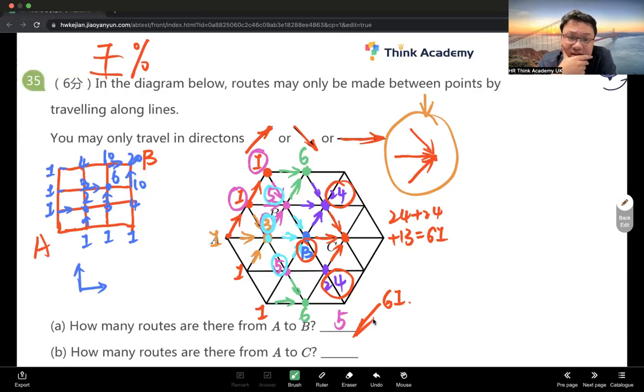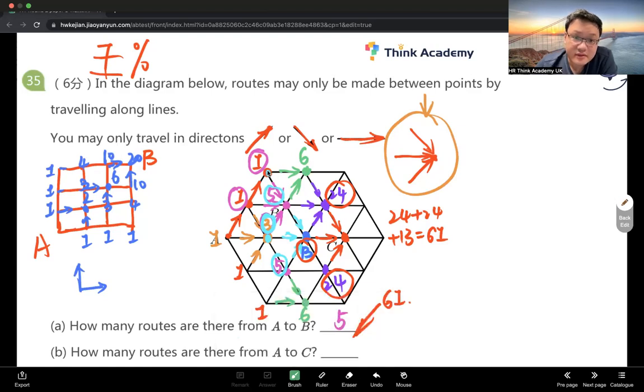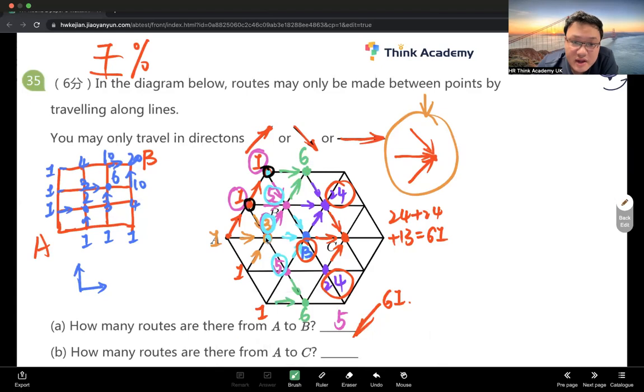That is 3 ways. You see, if you want to go to B, do you ask the first question? Let's see. If you want to go to B, 3 different spots can lead you to B, right? What can be those 3 spots? Maybe I can use the black color. So this one and this one, right? Those will be the only 3 spots that will lead you to spot B.